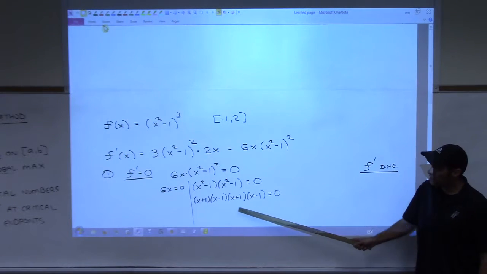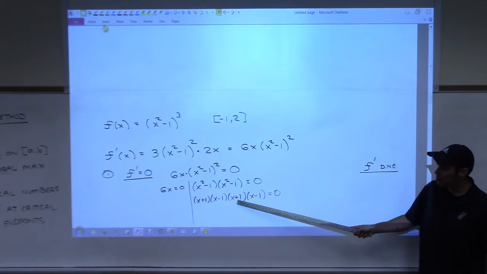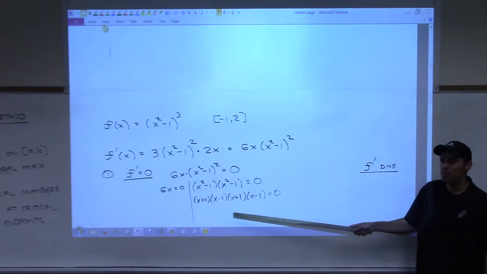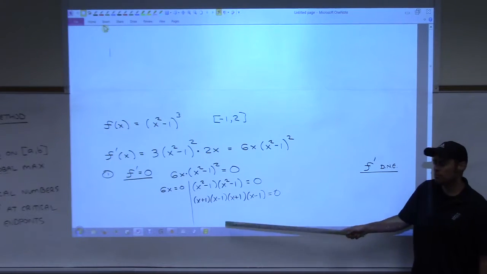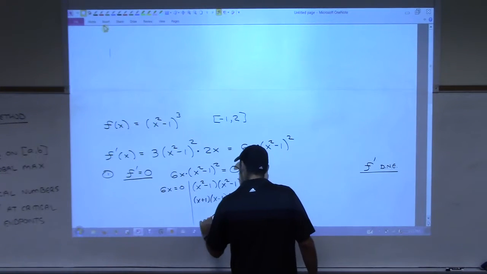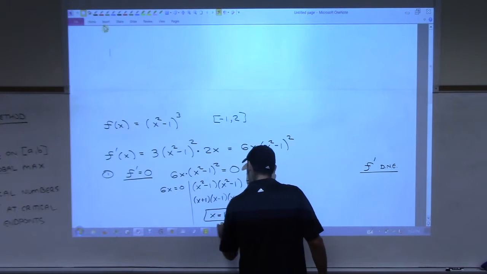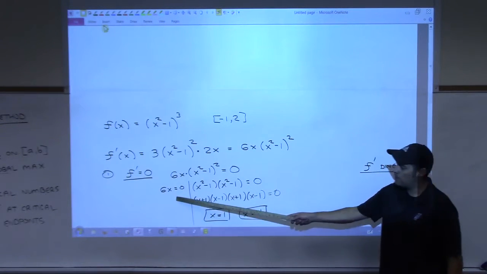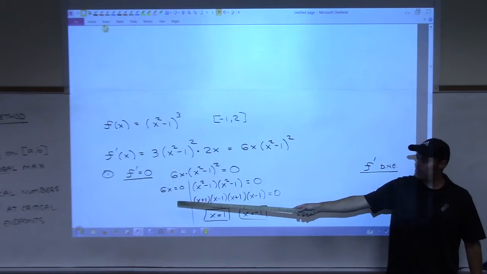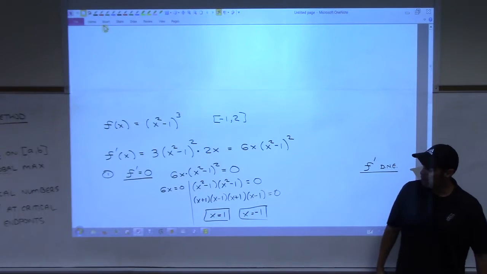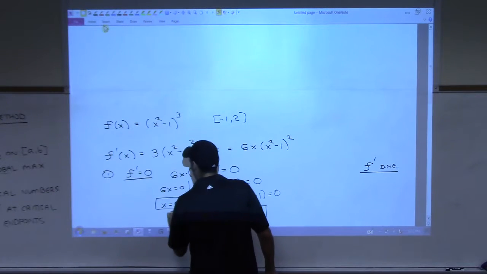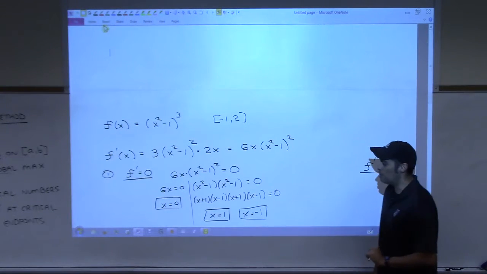When I set each of these 4 factors to 0, 2 of them are duplicates, right? So I'm only going to get 2 answers from this: 1 and negative 1. And then on this one, don't forget this one, x is 0. Divide both sides by 6. So we have 3 potential critical numbers.